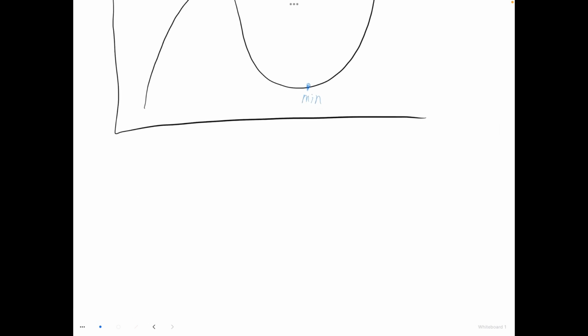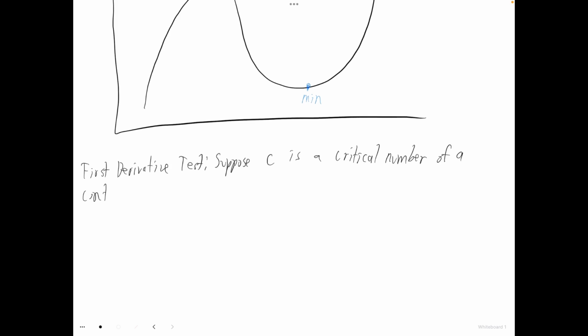And so this then gives us the following fact. This is called the first derivative test, and it's a way of checking if critical points are minimums or maximums. It says, suppose c is a critical number of a continuous function f. Then we have the following.